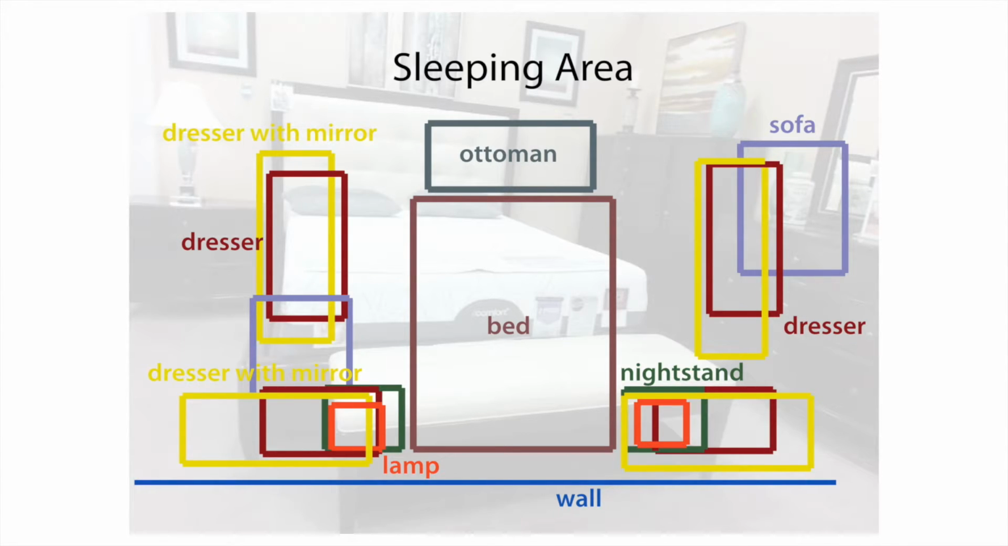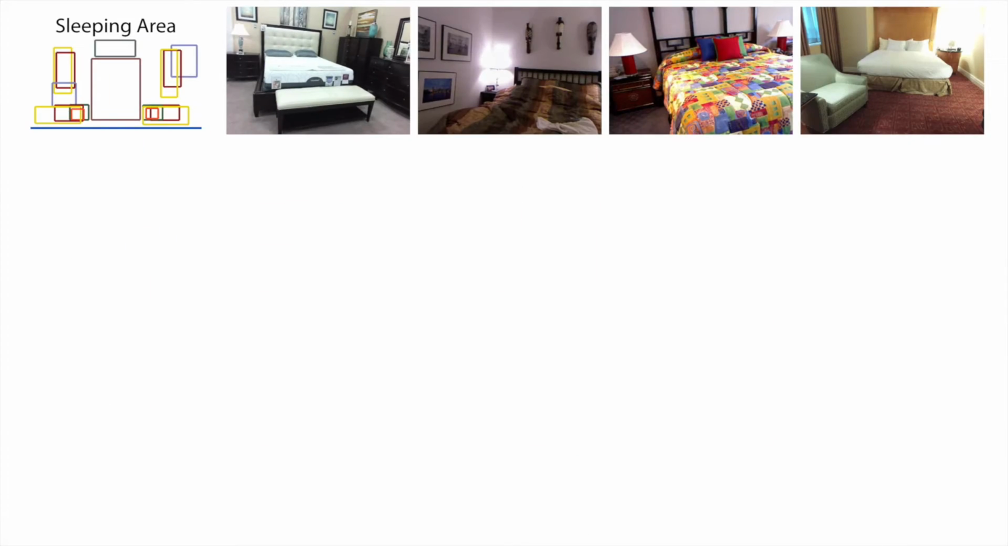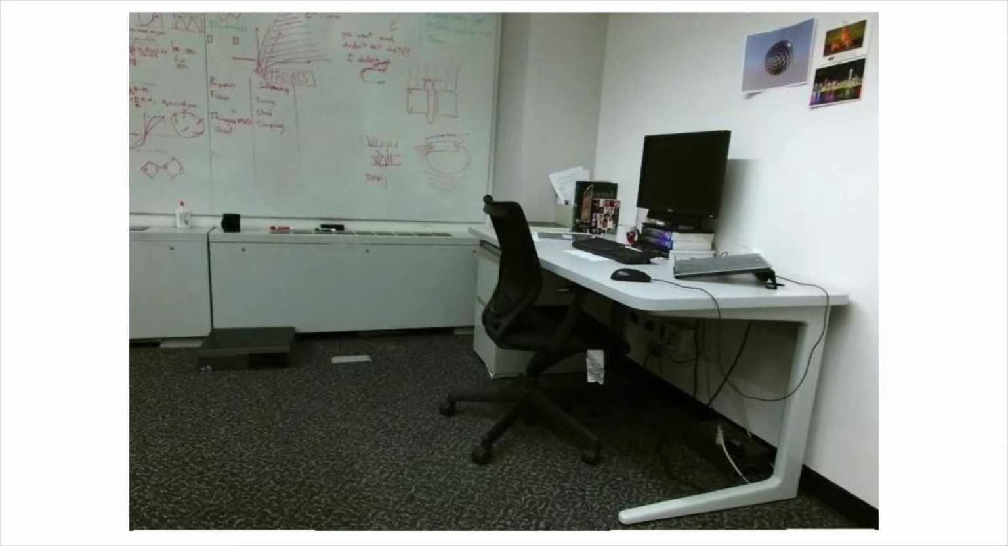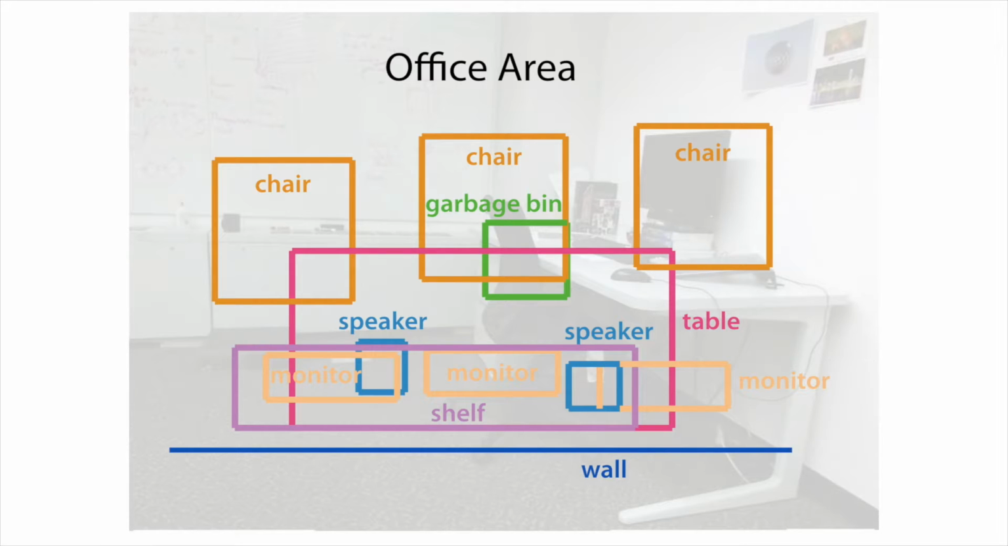For each functional area, we use the training data to learn the number of instances of each object category and their size and location. We call each such functional area with furniture in relatively fixed locations a scene template. Like here, a typical sleeping area contains a bed, 1 or 2 nightstands, lamps, some dressers, and sometimes an ottoman.